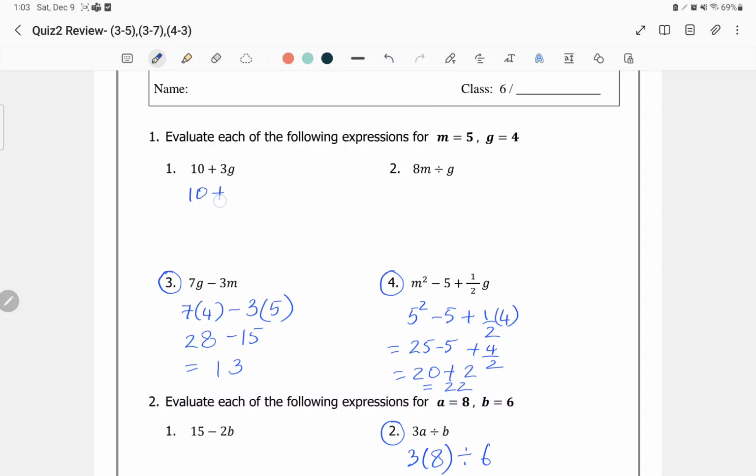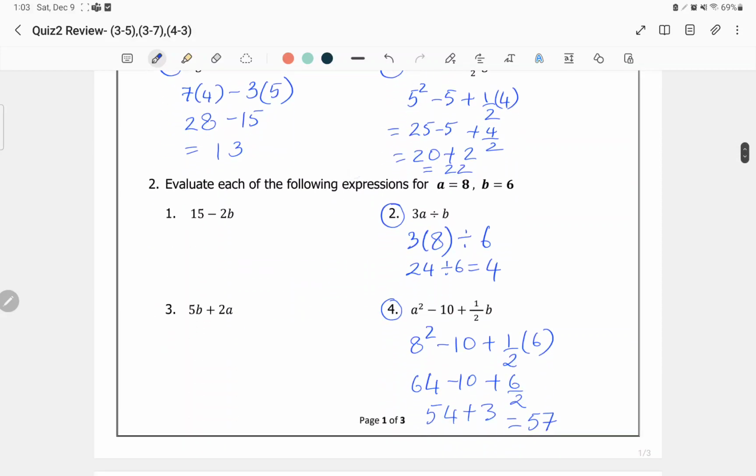10 plus 3, g is 4. 10 plus 12 is 22, correct? g is 4, 4 times 3 is 12. Now 8m, 8 times 5 divided by g is 4. 40 divided by 4 is 10. Answer is 10.